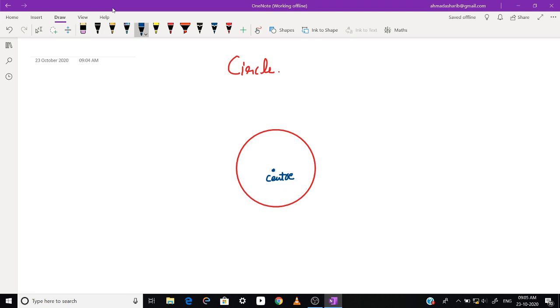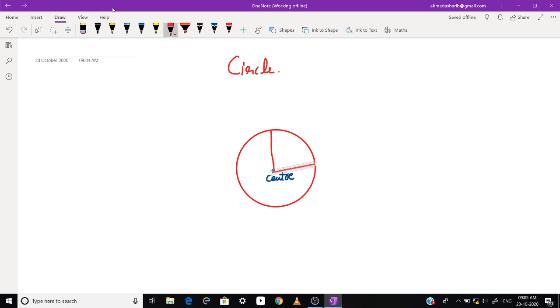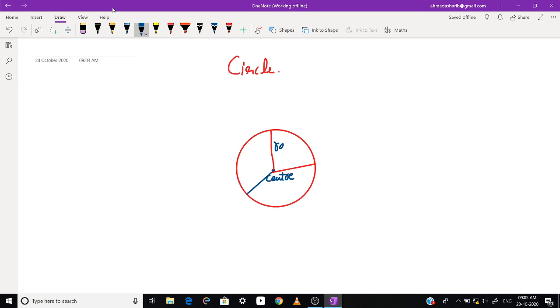Okay, so if you meet the center anywhere on the circle, like this, or like this, or like this, what are you doing? You are just meeting the center anywhere on this circle. Then these lines are called radius. So all these three lines are the radius of this circle, and all the radius of a circle are equal. Fine. Now let us talk about the diameter.